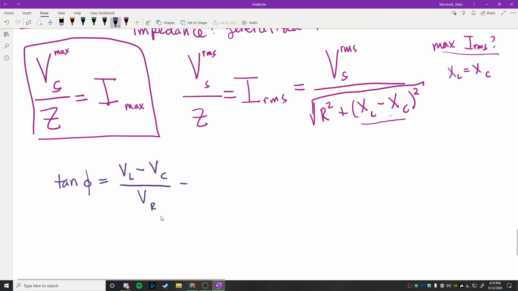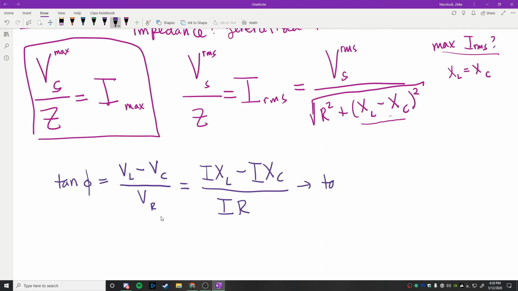And now all we do is we plug in VL was I times XL, minus VC, which is I times XC, and we divide that by I times R. And that gives us that the tangent of phi is equal to XL minus XC divided by R.